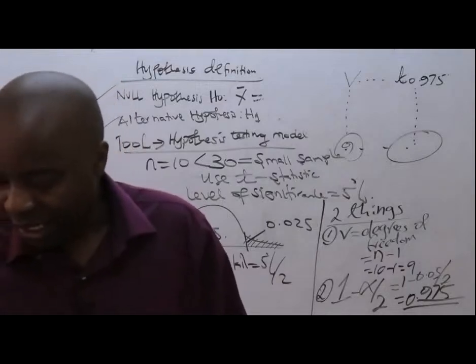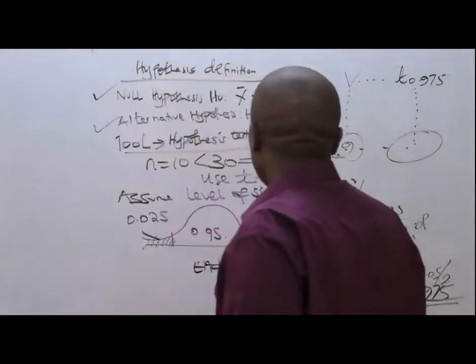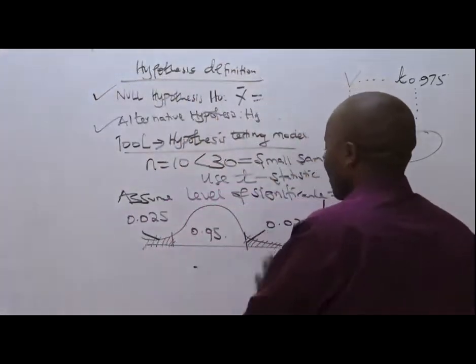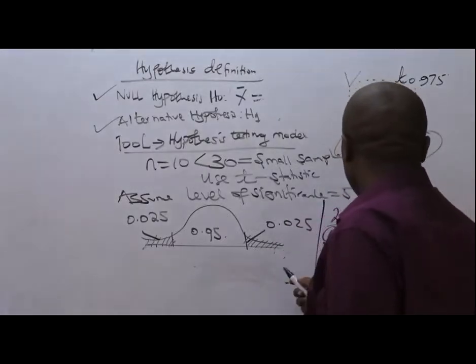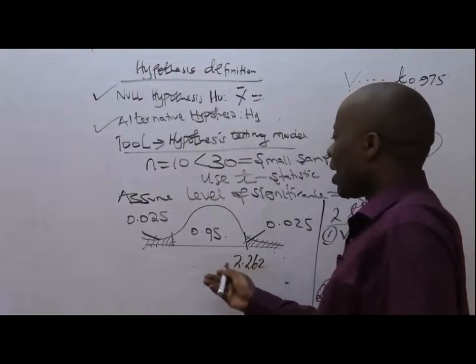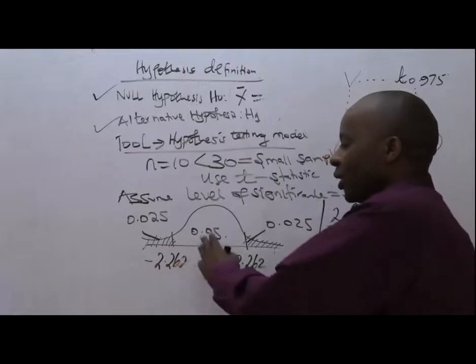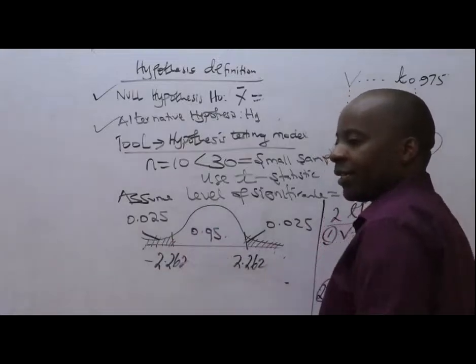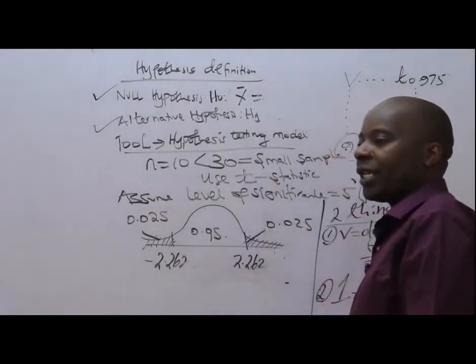Now there we are. We have been able to get our T critical. It's called T critical, and here it is 2.262. Then this will be minus 2.262, minus because it's on the other side.